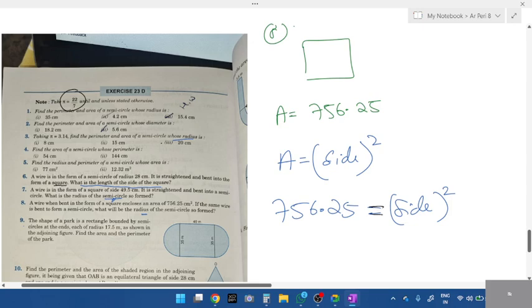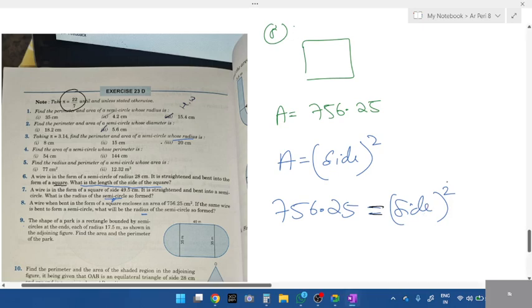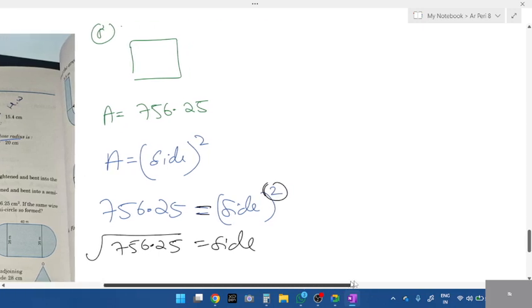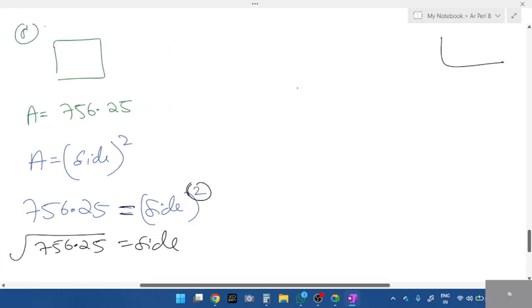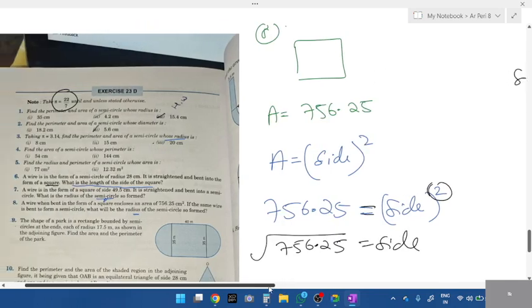756.25 is given. 756.25 is side square. I don't need side square, I just need side. What happens to the square if it goes to the other side? Root. Root 756.25. Do you know how to find the root value? I taught you all, right? LCM method. So side is equal to, I remove the decimal, students. If you remove the decimal, what do you have to write? 756.25 divided by 100. So take the 756.25. You have to factorize this. Okay, it's a lengthy question. Skip this question. They'll definitely not ask the eighth one.